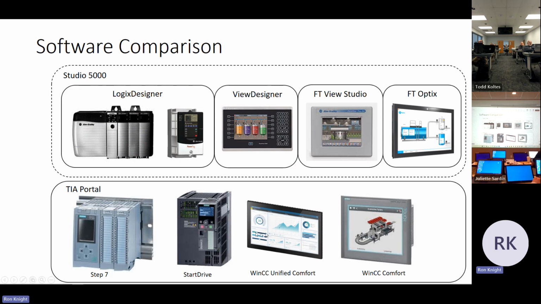So when they buy TIA Portal, they don't need STEP 7, they don't need Startdrive, they don't need Unified Comfort. All they buy is WinCC Comfort. Now, later, if they get a Siemens PLC in their plant, all they need to do is add STEP 7 to their existing TIA Portal installation. No need to buy a separate software package or a whole new software package. They just add that component into TIA Portal. So a little bit different than what we're used to in Rockwell.